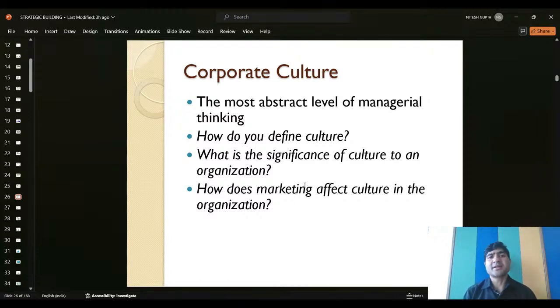Now, the corporate culture, the most abstract level of managerial thinking. How do you define culture? What is the significance of culture to an organization? How does marketing affect culture in the organization?